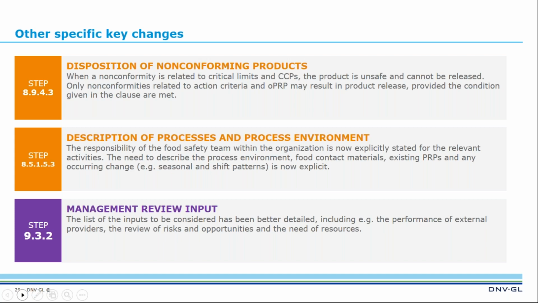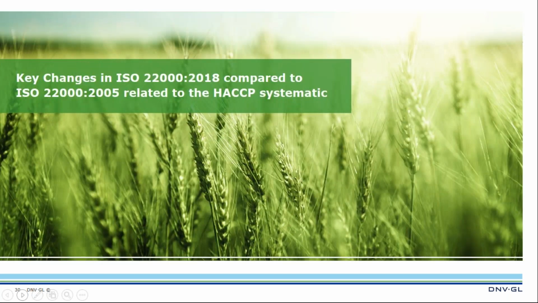Clause 9.3.1.2 is talking about the management review input. This list has been better detailed compared to the previous standard revision, and it includes the performance of external providers, your risks and opportunities, and also the needs of resources, which is an output of your risk assessment or the implementation. So that is basically the comparison of the changes of ISO 22000 version 2018 compared to the version 2005.